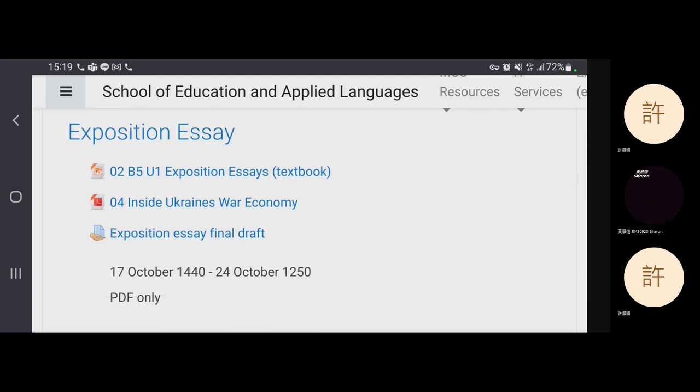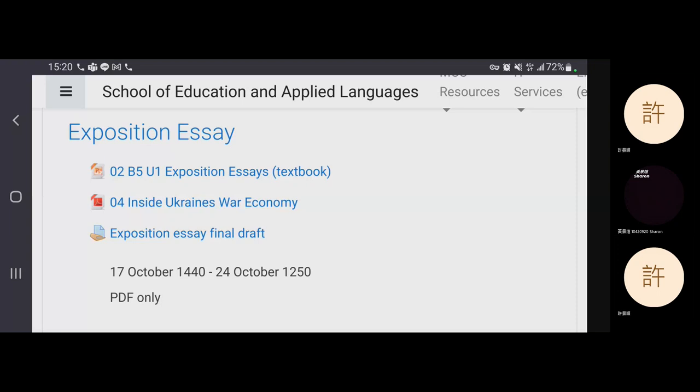Okay, and then we have each unit. Each unit looks like this. The first PowerPoint file is from the textbook. The second PDF file is the example essay. And then the third thing is where you can submit your final draft. There's a window of time during which you can submit the essay. And when you submit it to Moodle, please only use PDF files. If you try to submit a different kind of file, the system will not let you submit.